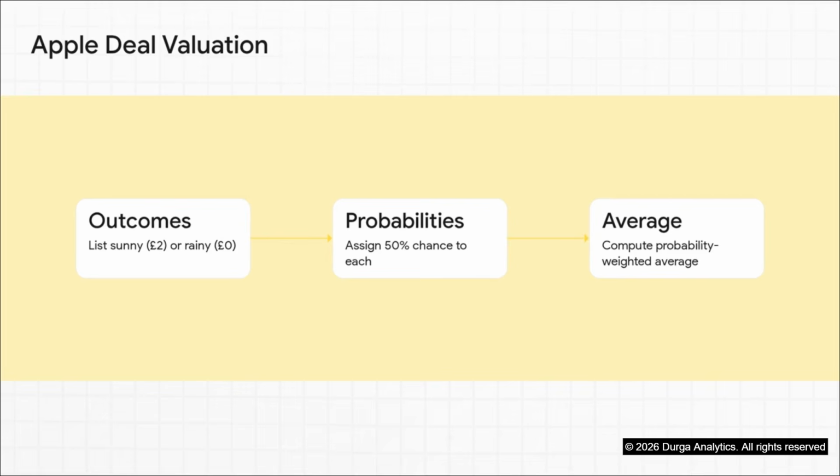Let's say the apple is worth 2 pounds if it's sunny or 0 pounds if it's rainy. Step 2 is computing the probability weighted average. For the sake of this example, let's assume sunny and rainy are equally likely, a 50% chance for each. So what is a fair price to pay for this exact contract today?